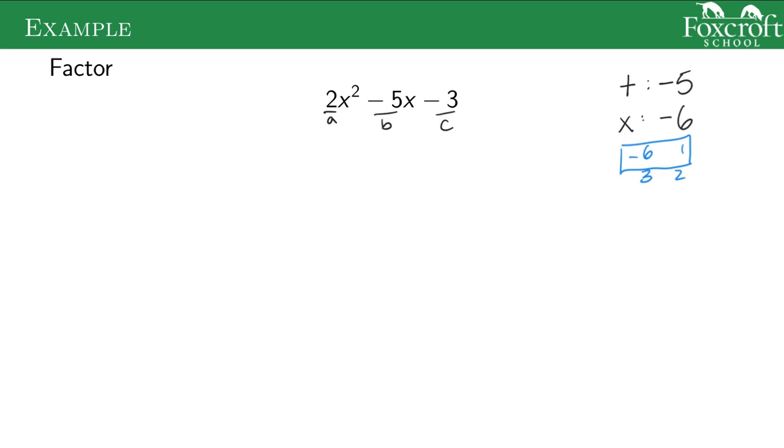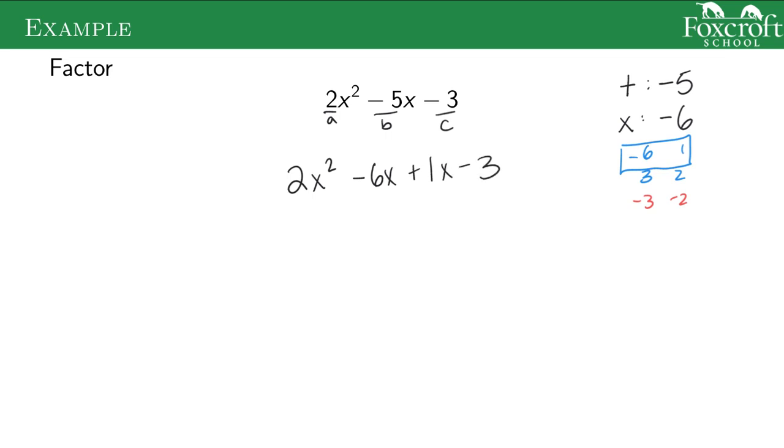The most common error I could see a student making for this one is saying -3 and -2, because those add to -5, but they multiply to +6, not -6. So just double check your perfect pair, make sure it works. But our perfect pair is -6 and 1. So after I find my perfect pair, we're doing the splitting method. So I'm going to split the middle of my expression. Instead of writing -5x, I'm going to use my -6x. I'm going to use my +1x.